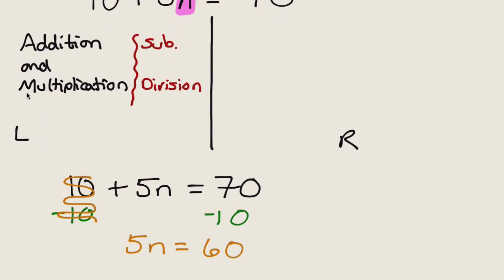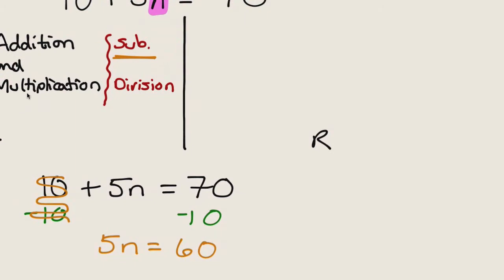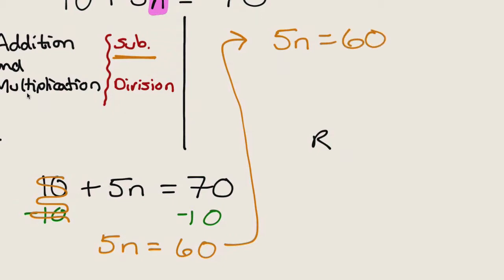Using one of our operations, in this case, subtraction. Now we're going to go on to step 2. I'm going to draw a line carrying our answer up here, 5n equals 60. And we're going to go ahead and do step 2. We use subtraction. What do we have left to use? Division. Okay, so we're going to go ahead and use division now.